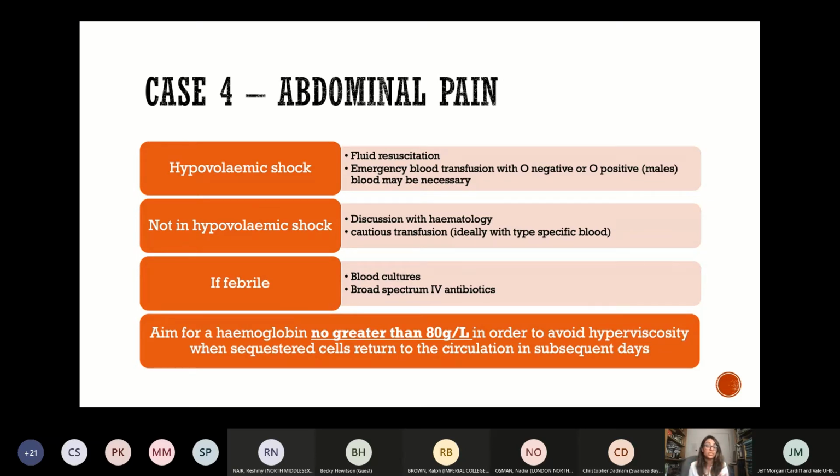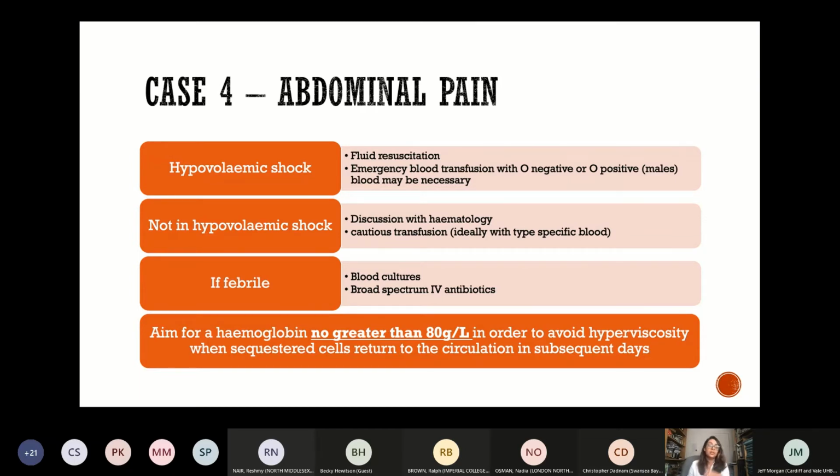So if they're not in hypovolemic shock, you need to discuss with hematology as you've bought yourself some time, and then you can cautiously transfuse them, and ideally with a specific type of blood that is more matched to them.